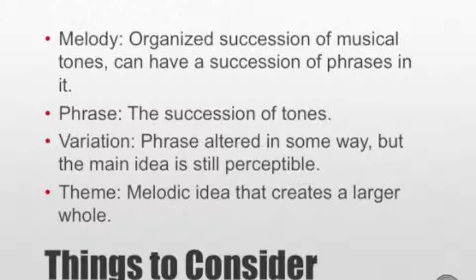In addition to that, your students need to know what a variation is, which is a phrase that's altered in some way, but you can still hear the main idea or melody. And then you also need to know what theme is, which is a melodic idea, and this creates a larger whole. So your students will definitely want to have a large understanding of these main vocabulary words because you will be using them consistently as you are discussing form. So these are just things to keep in mind.